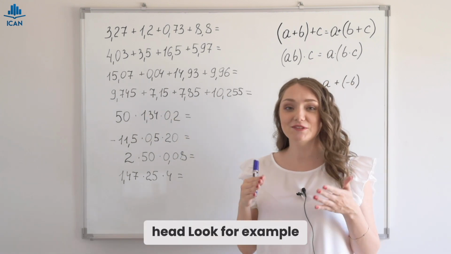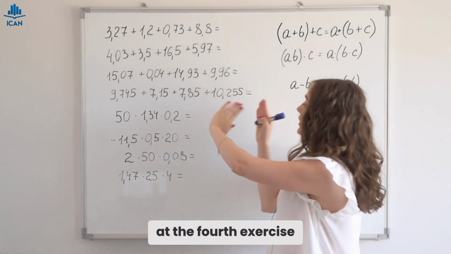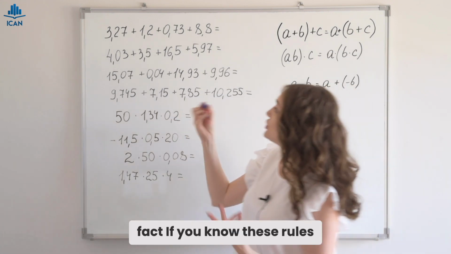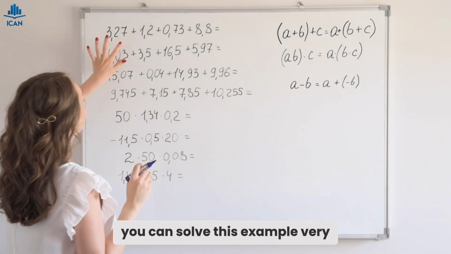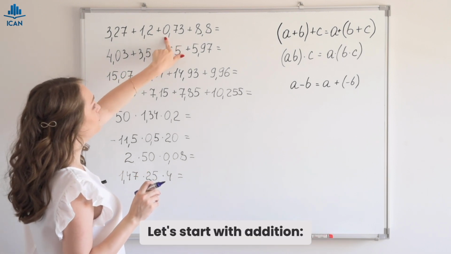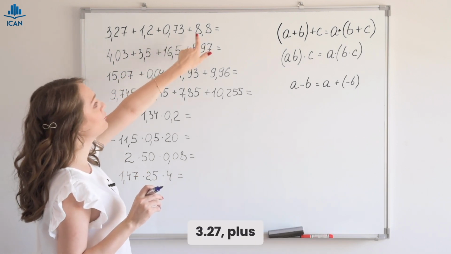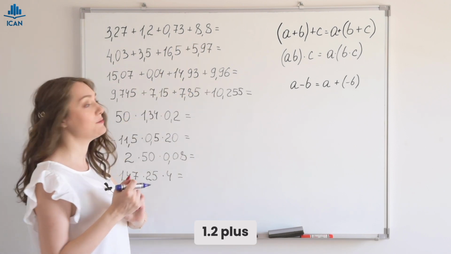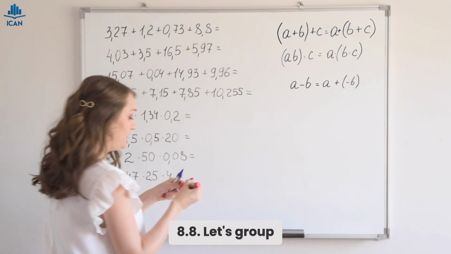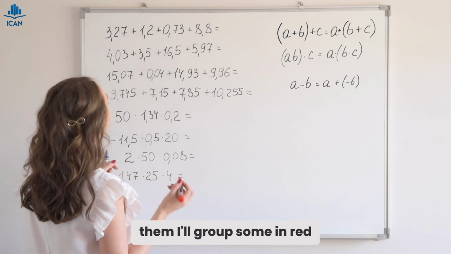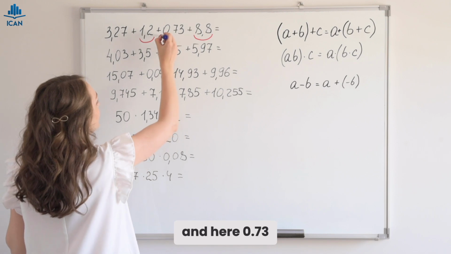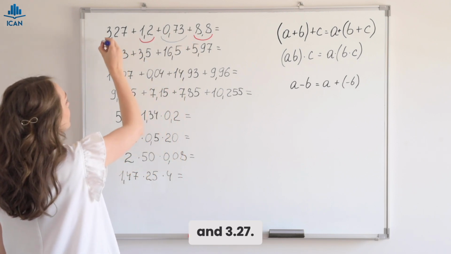Look, for example, at the 4th exercise. The numbers are just incredible. Yes, there are thousands, in fact. If you know these rules, you can solve this example very quickly. Let's try together. Let's start with addition. 3.27 plus 1.2 plus 0.73 plus 8.8. Let's group them. I'll group some in red and some in blue, 1.2 and 8.8. And here 0.73 and 3.27.